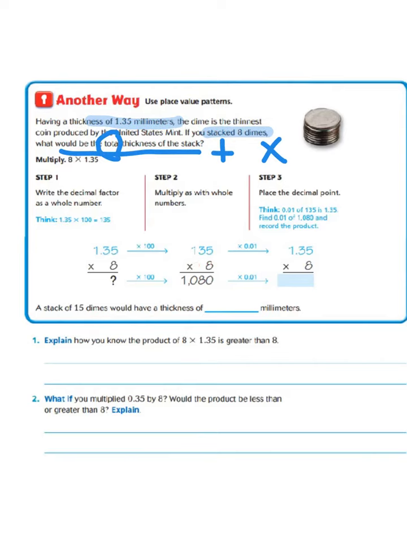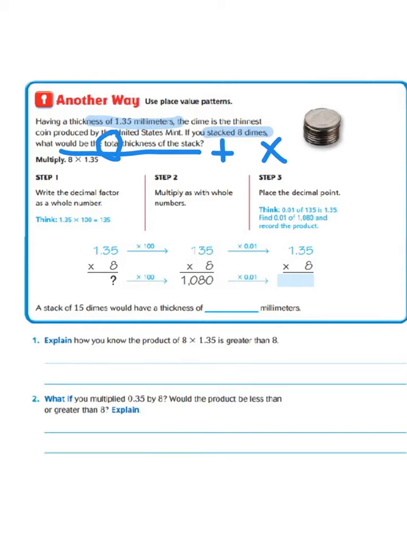Now, we are multiplying that by our groups of 8. So you multiply 135 times 8 in the same way that you learned earlier this year. That's 5 times 8 is 40, carry the 4, 3 times 8 is 24, plus 4 is 28, carry the 2, 1 times 8 is 8, 9, 10. So that gives us a whole number of 1,080.